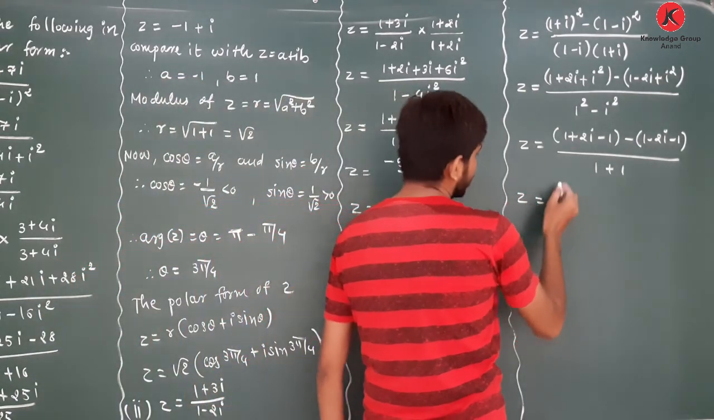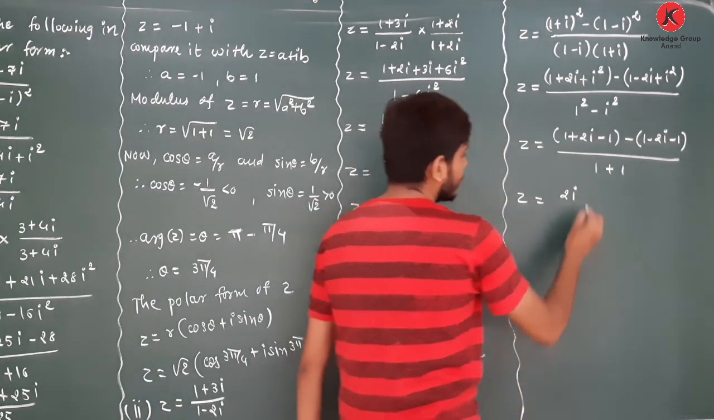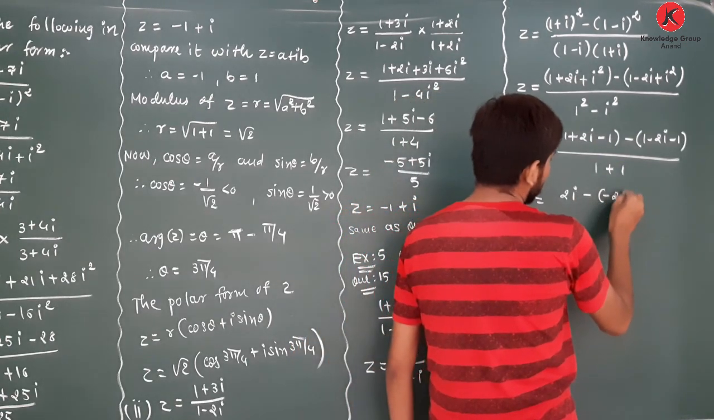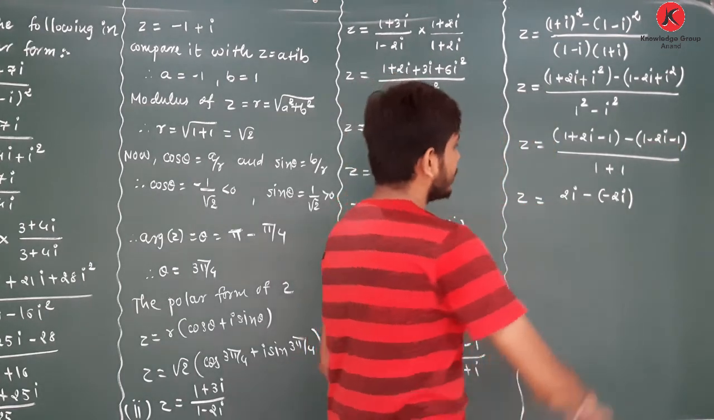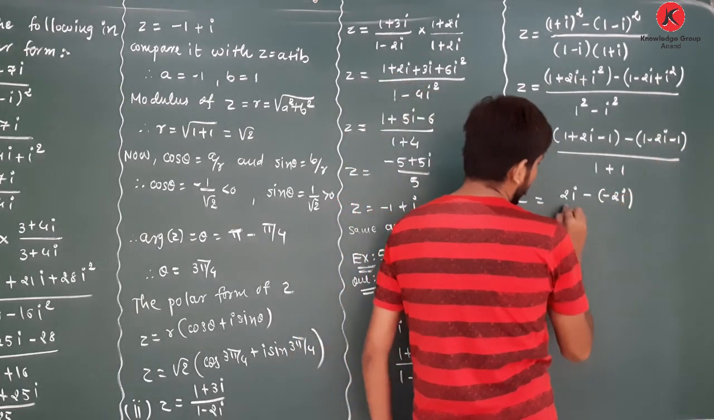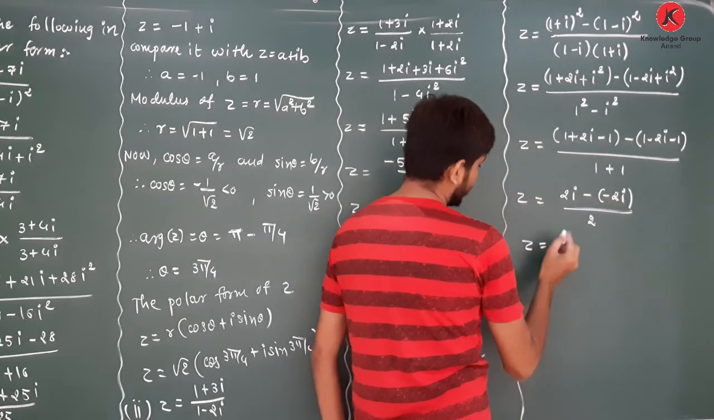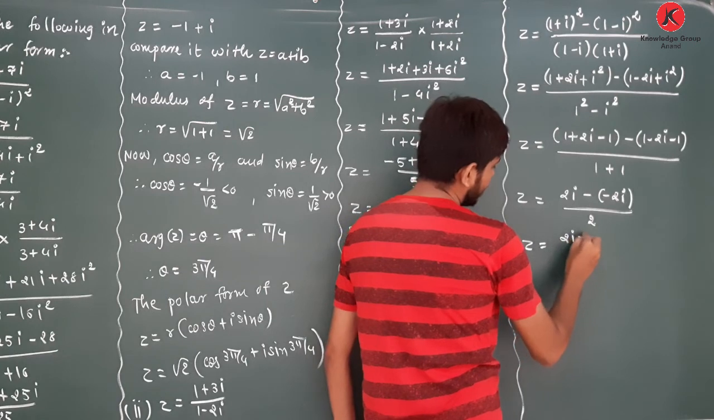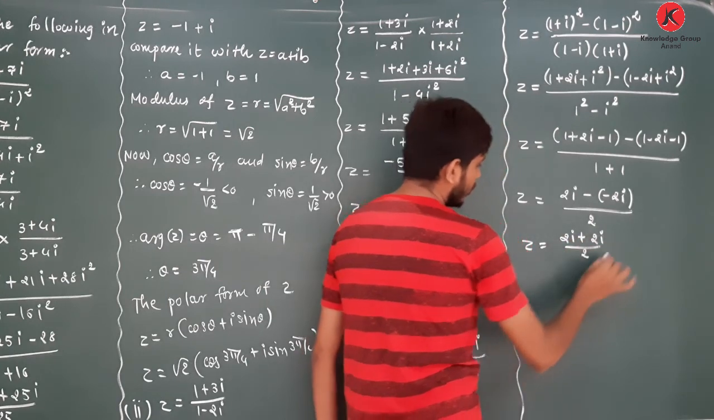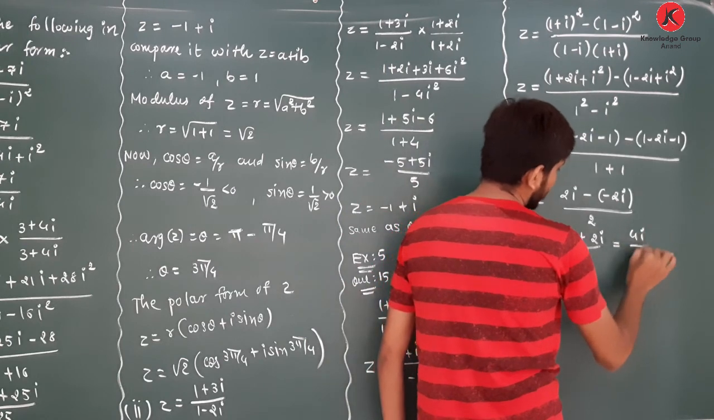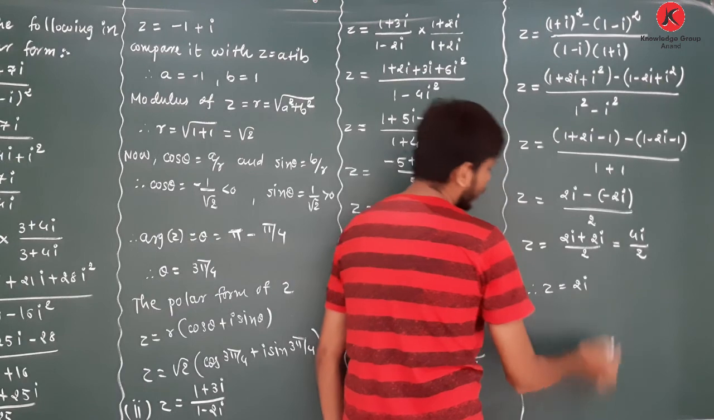Therefore z equals, 1 and 1 cancel, answer is 2i minus of minus 2i; 1 and 1 cancel, 1 minus 1 cancel, minus 2i divided by plus, minus minus plus. Therefore we are getting 2i plus 2i divided by 2. This equals 4i divided by 2. Therefore I am getting z equals 2i.